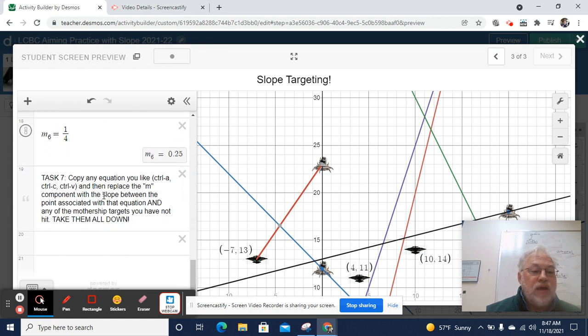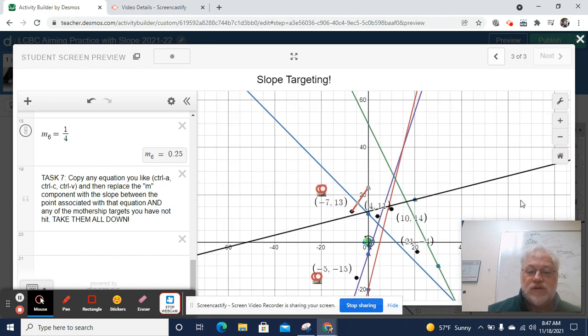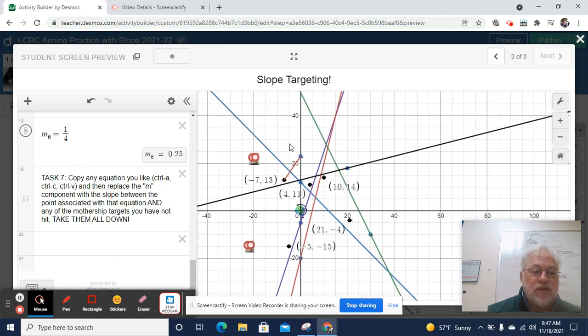And then finally, you'll have a task 7 where you'll just copy any of the equations, Control-A, Control-C, Control-V it into this space. And then you'll choose the point that equation is from and target one of my ships. I haven't given you a task until now that gets all of my mother ships. All the other ships will have been shot by you, and I hope this helped.